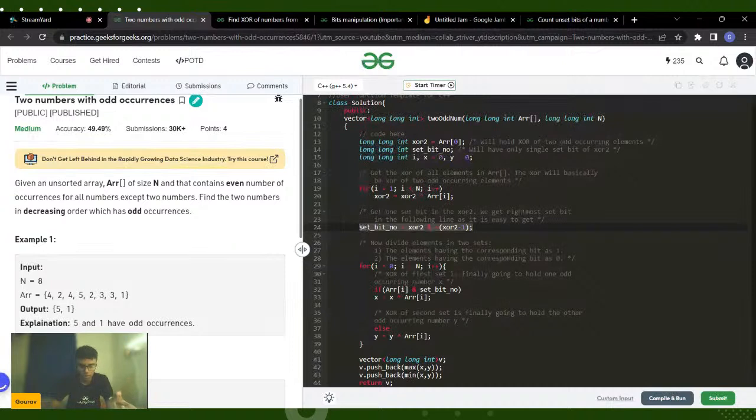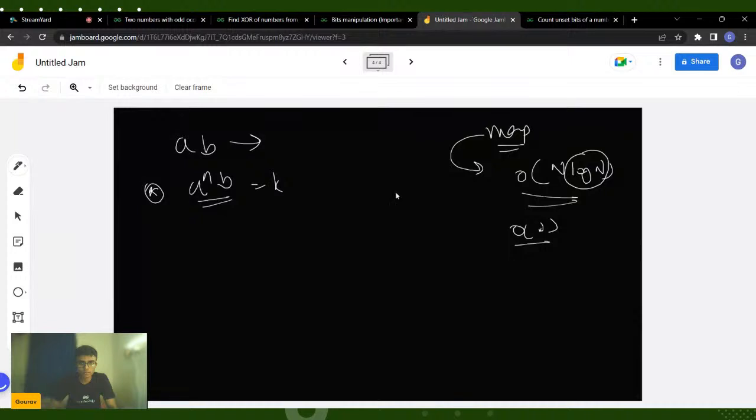Okay, Rishit, let me do a dry run for you. So let's say in this case 4, 2, 4, 5, 2, 3, 3. Once you XOR all these numbers, you will be left with 5 XOR 1, because 5 and 1 are occurring an odd number of times. So 5 XOR 1 will be how much? Let's do 5 XOR 1. 5 is equal to 101. This is 5 and 1 is equal to this.